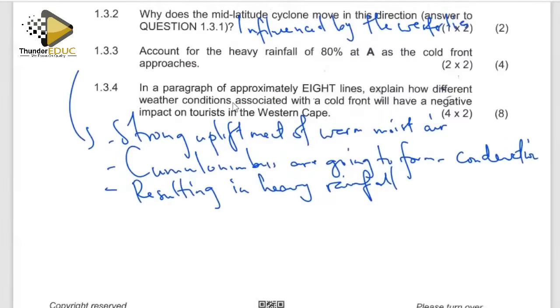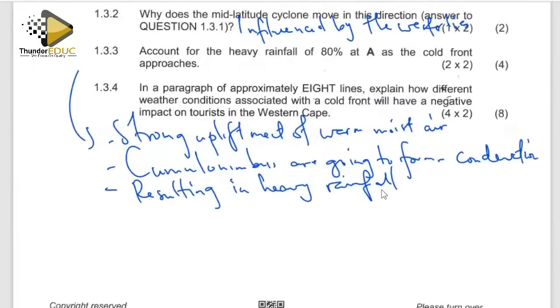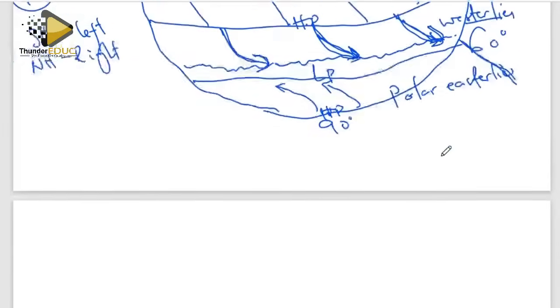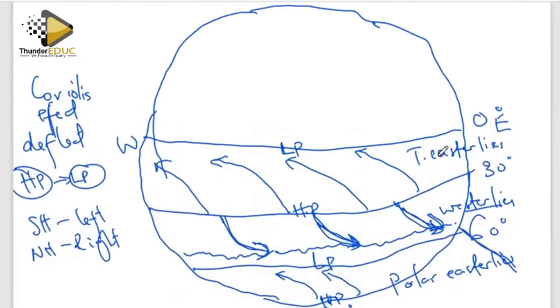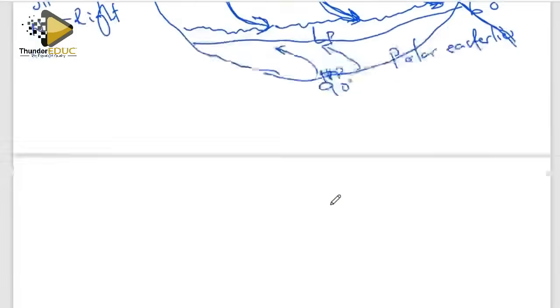In a paragraph of approximately 8 lines, explain how different weather conditions associated with a cold front will have a negative impact on tourists in the Western Cape. We want to look at the implication of the different weather conditions associated with a cold front and their negative impact. Right, what we need to analyze here, we need to look at the different weather conditions first. We need to analyze the different weather conditions which are associated with the coming of the cold front.